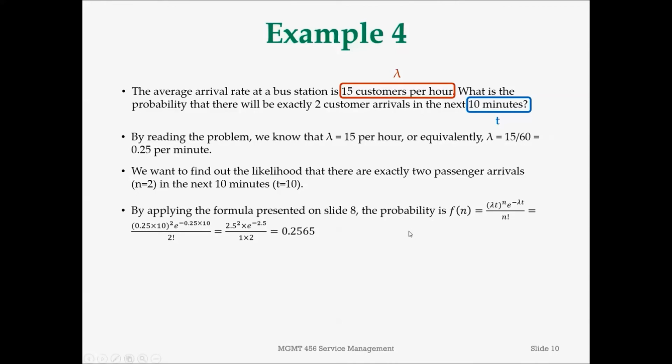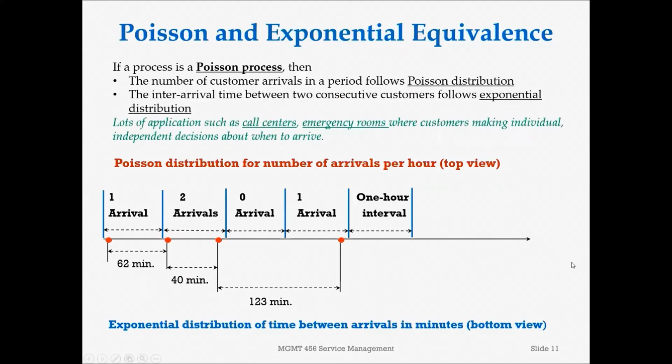So here, be careful. When we apply the formula, we have 2 lambda values. One is lambda equal to 15 per hour. The other one is equal to 0.25 per minute. The question is which number to use. Shall we use 15 or shall we use 0.25? Because t is 10 minutes, we better use 0.25 per minute, for consistency reasons. So here we use lambda equal to 0.25 per minute, not 15 per hour, because we want to have consistent time units.